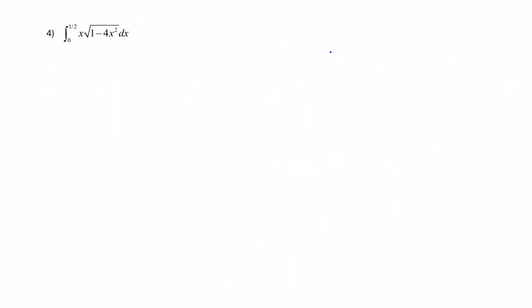All right, I know this has been lengthy already, but I think it's helpful to have more examples at least available to you to see explained. And the next one we want to do, number 4, is the definite integral from 0 to 1/2 of x times the square root of 1 minus 4x squared dx.